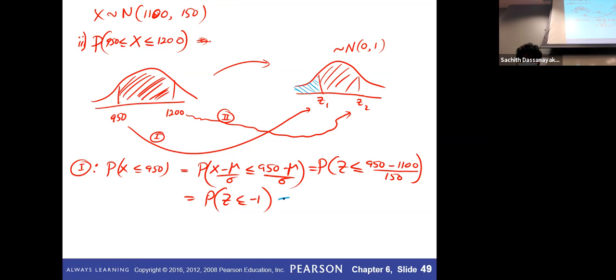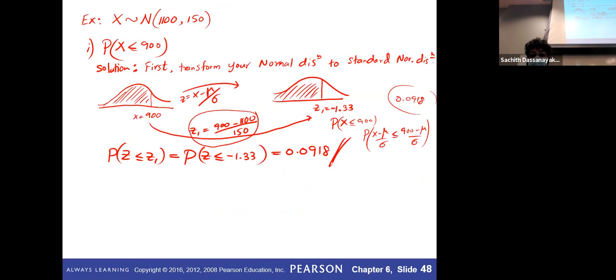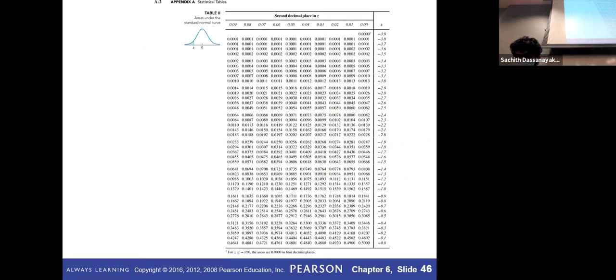So this gives you the blue color area, -1. I have a table. So table number 1, we can find -1. I'll show you that. -1 in this table. So -1 you can find here. -1.0 and 0.00. That's the -1, right? Which means this value, 0.1587.